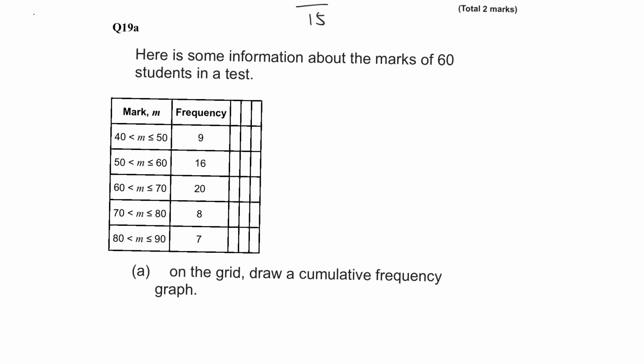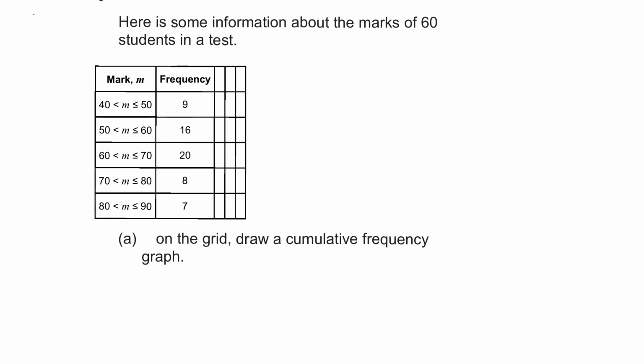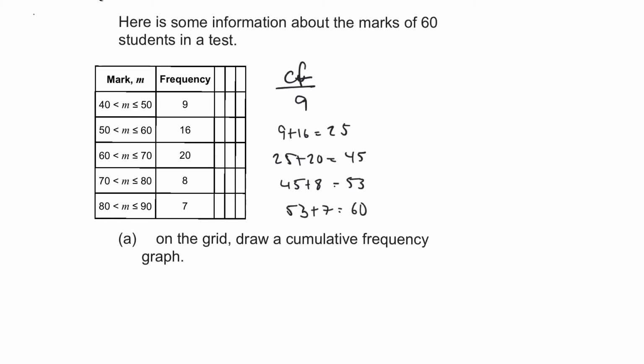Okay, then in the next question, it says, here is some information about the marks of 60 students in a test. On the grid, it wants us to draw the cumulative frequency. So first things first, we're going to complete a table for the cumulative frequency. Remember you add the frequencies as you go down. The first one would just be 9. The next one will be 9 plus 16, which is 25. The next one will be 25 plus the 20, which would be 45. Then 45 plus the 8 is 53. Then 53 plus 7 would be 60. So these would be our values of our cumulative frequency.